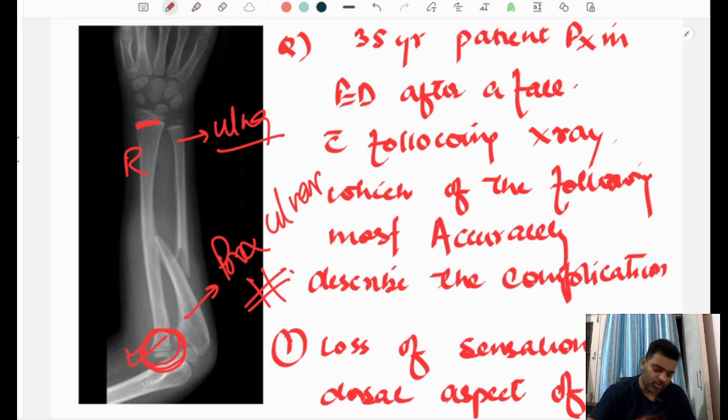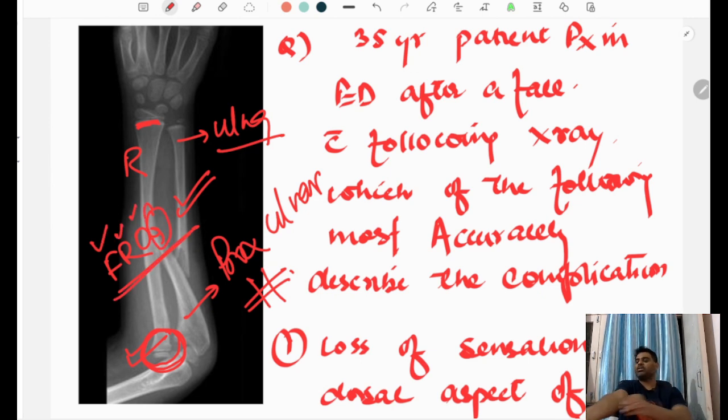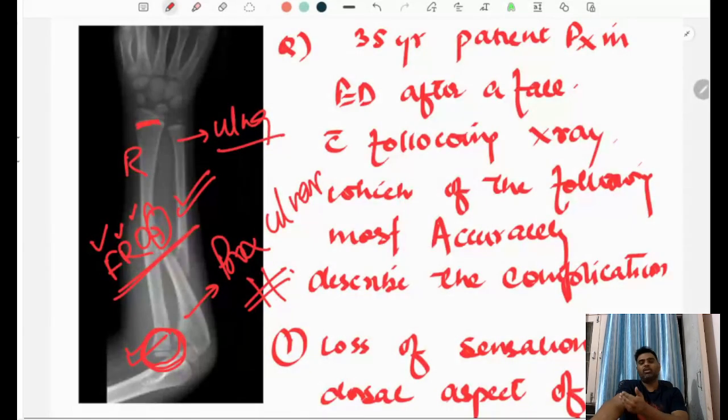So this is Monteggia fracture. Galeazzi you can also remember by the mnemonic FROG, that is fracture radius leads to Galeazzi. So M for medial: Monteggia fracture is a fracture of the medial bone, the proximal ulna, along with radius head dislocation. And in cases of Galeazzi, there is a fracture of the radius along with radio-ulnar dislocation.